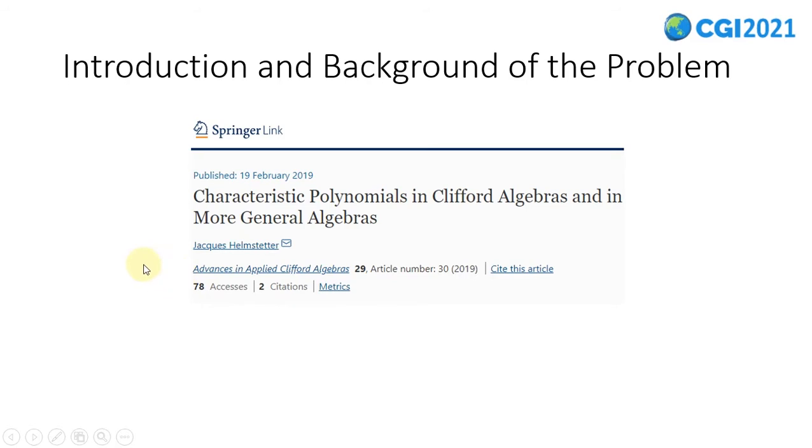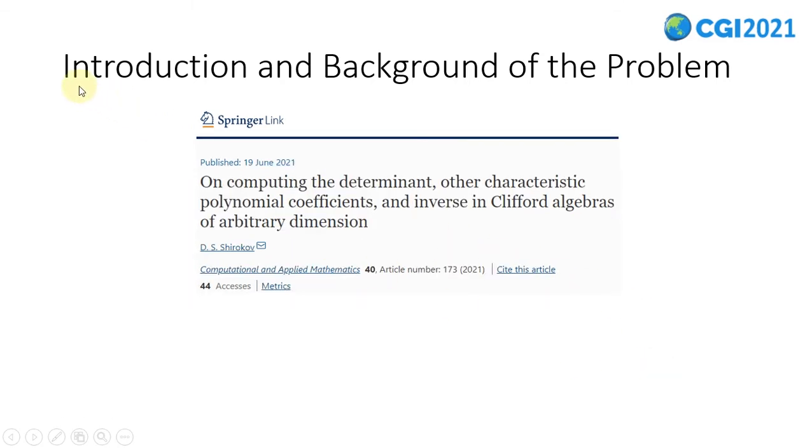Let us proceed to the introduction and background of the problem. Characteristic polynomials in geometric algebras were previously discussed in Professor Jacques Helmstedt's paper Characteristic Polynomials in Clifford Algebras and in More General Algebras. Characteristic polynomials were also considered in the paper on computing the determinant, other characteristic polynomial coefficients, and inverse in Clifford algebras of arbitrary dimension by Professor Dmitry Shirokov.